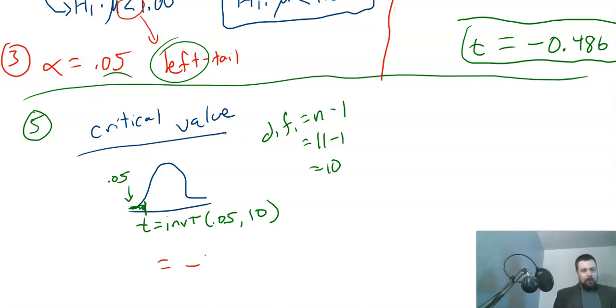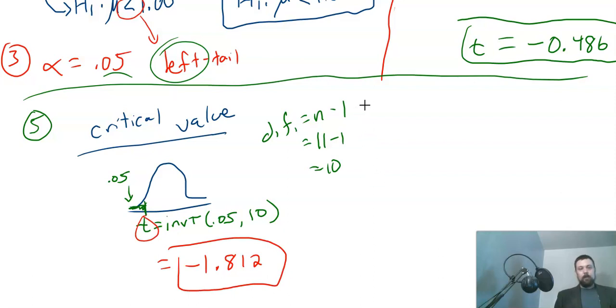We'll get negative 1.812. And this time it will stay negative because this critical value is in the left tail, so it should be a negative value. So that's the critical value.